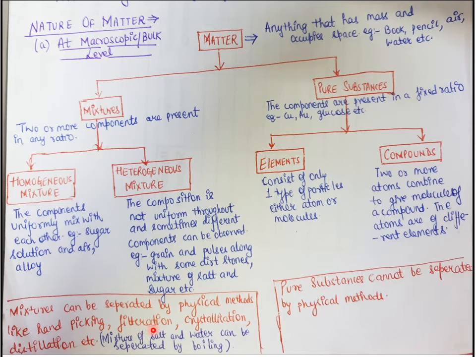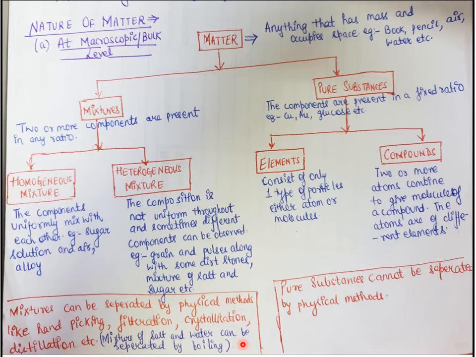Crystallization is another method to separate the components of a mixture, and distillation is also one of the methods. For example, let's say I have a mixture of salt and water, and I want to separate salt and water. So what will I do? I'll just boil my mixture, and what will happen? Water is going to get evaporated. What is left behind is the salt.